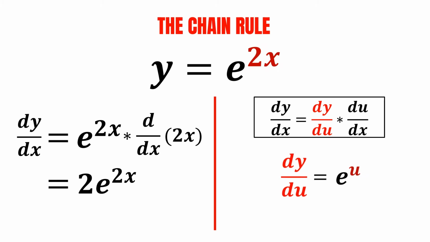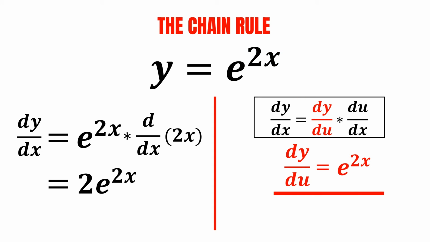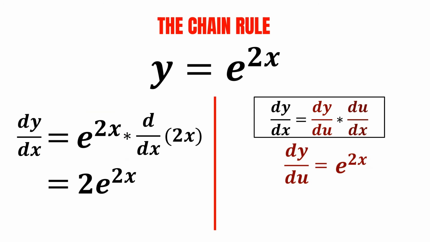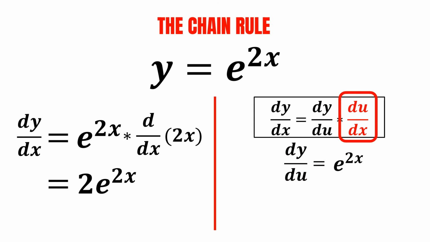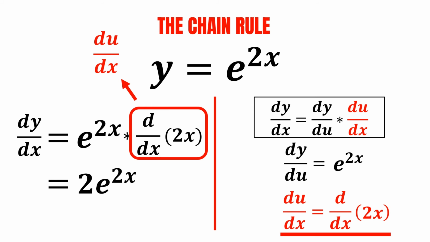Remember that the u in the exponent was initially 2x, so we replace the u with 2x. Now, notice that this dy/du that equals e raised to the power of 2x is actually the same as this part of the solution, which represents the dy/du. And for this du/dx, it actually means that when we let the inner function be u, just like what we did previously, and we want to take the derivative of this with respect to x, we will end up with du/dx, which is actually the same as this part of the solution.